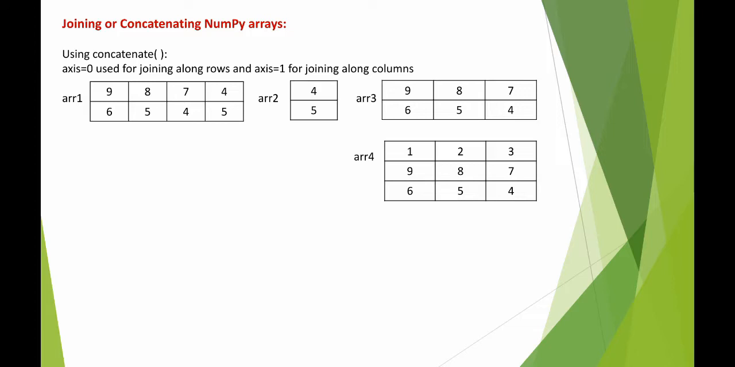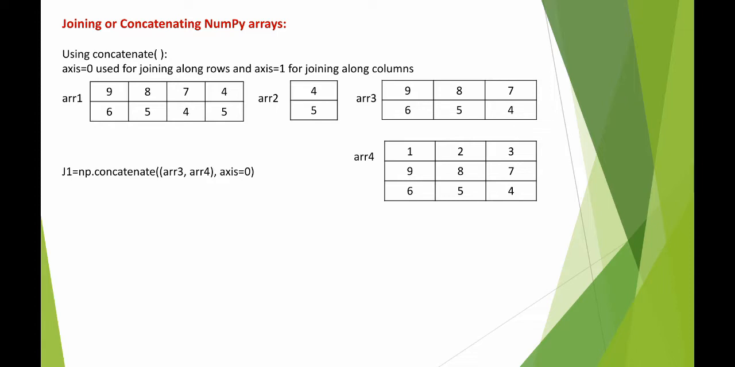So here we have one array arr1 with the elements 9, 8, 7, 4, 6, 5, 4, 5 and arr2 with elements 4, 5 and arr3 with 9, 8, 7, 6, 5, 4 and arr4 with the given elements. Now if we write this line, j1 is equal to np.concatenate(arr3, arr4, axis=0). Be very careful, axis 0 means along rows. So we have to concatenate array 3 and array 4 along rows.